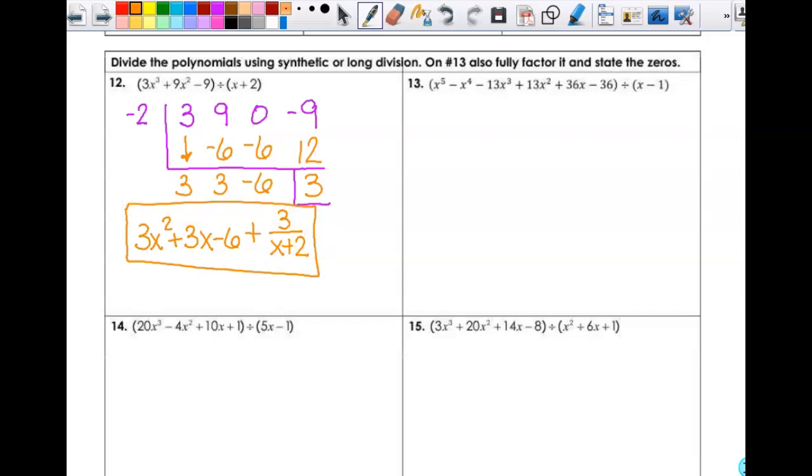So the directions state that on 13, I also need to fully factor it and state the zeros. Okay, so I'm going to start off by doing my division like I know how to do here. So on the outside, I'm going to have 1. On the inside, I have 1, negative 1, negative 13, 13, 36, and negative 36.